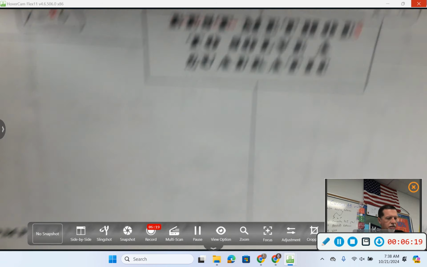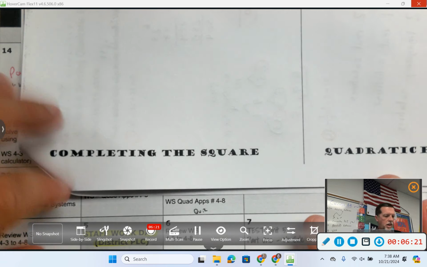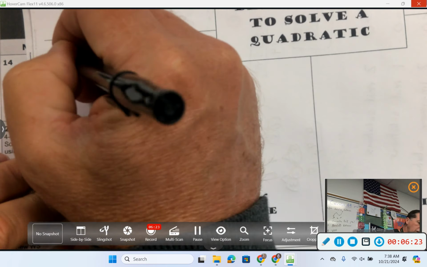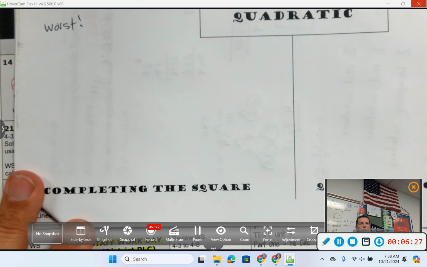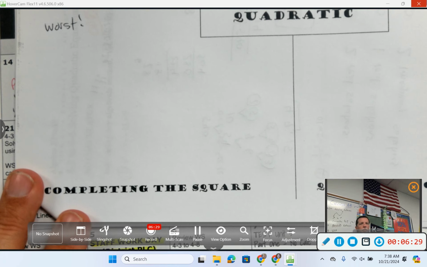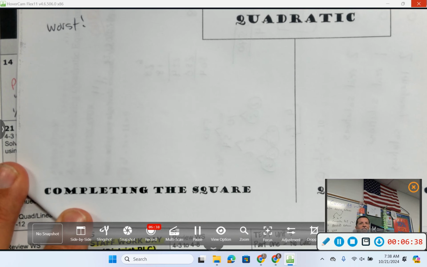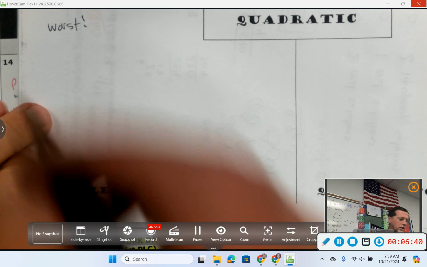All right, completing the square. I would agree, worst one. Worst. What else is there to say about that? It is the worst. I guess as a trade-off for being the worst, or something positive you could say about the method, it does always work.